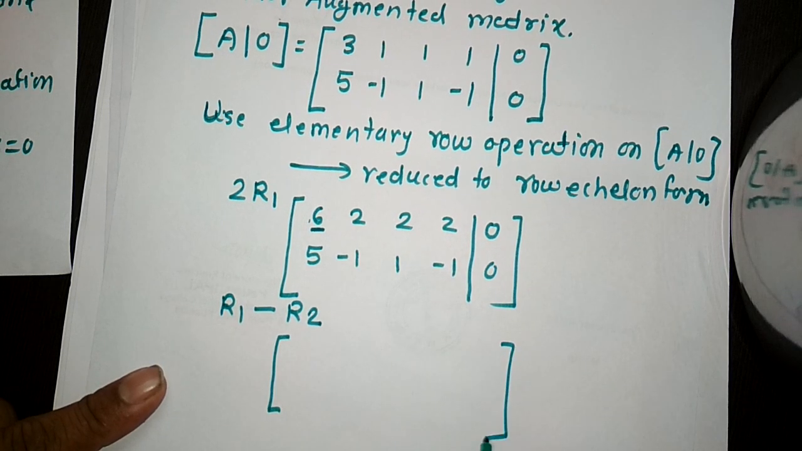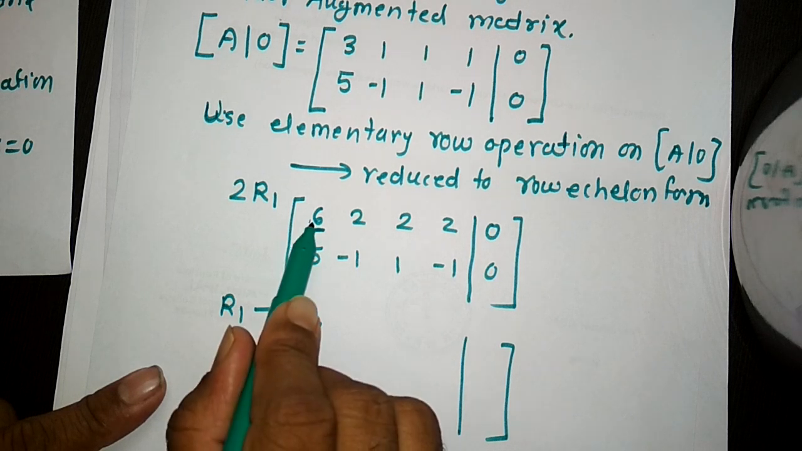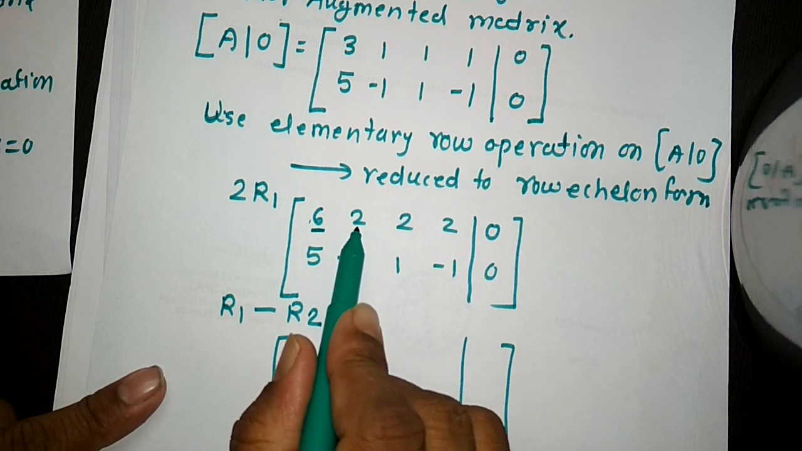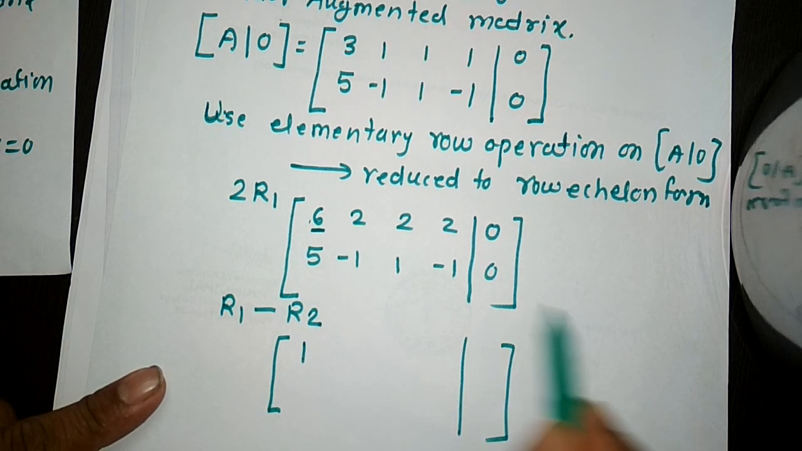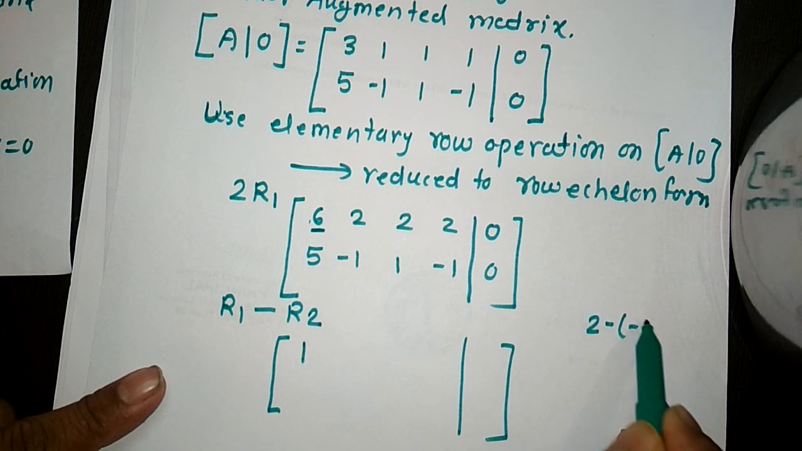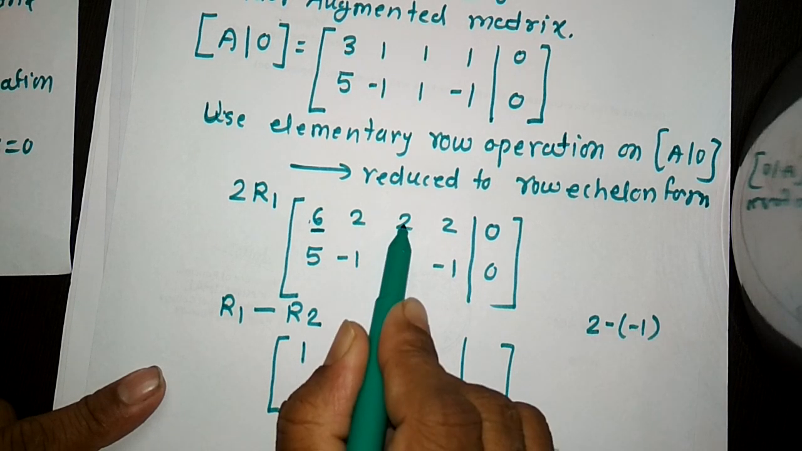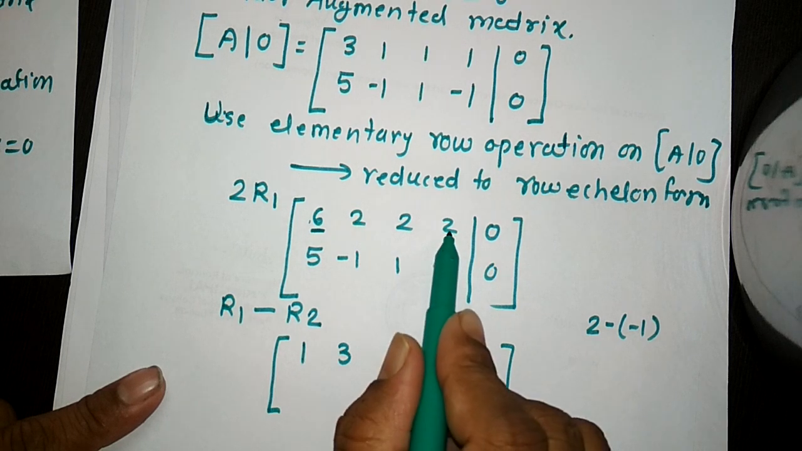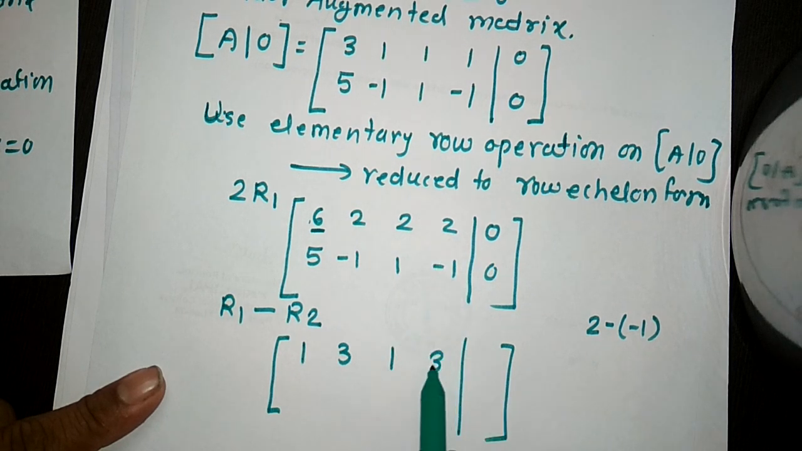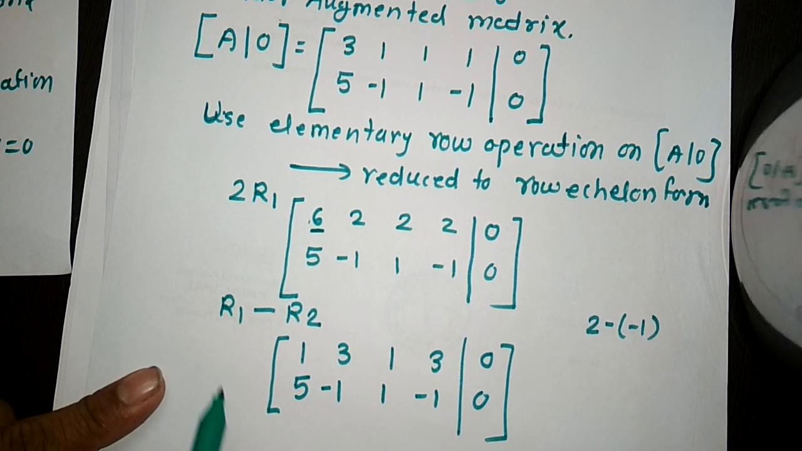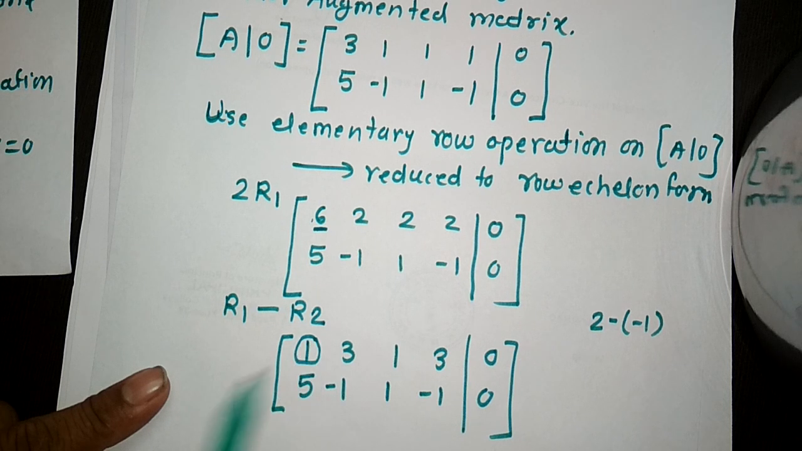So the matrix is reduced to the new matrix. 6 minus 5 is 1, 2 minus of minus 1, that is 3, 2 minus 1 is 1. Similarly, 2 minus of minus 1 is 3. And 0 minus 0 is 0. The second row is as it is, 5, minus 1, 1, minus 1, 0. Now, this is the leading element.